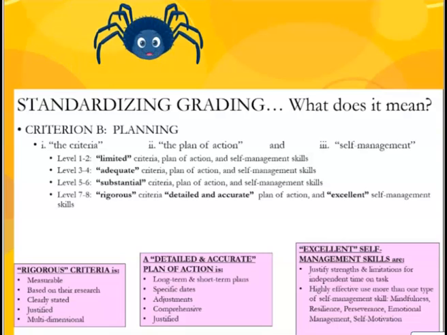Let's look at all 3 strands of Criterion B, planning, on the same slide. The first strand is the student's own criteria. The second strand is plan of action. And the third strand is self-management. Again, notice the wording in the levels of achievement, starting with limited at levels 1 and 2, adequate at levels 3 and 4, substantial at levels 5 and 6, and rigorous, detailed, and accurate at levels 7 and 8.